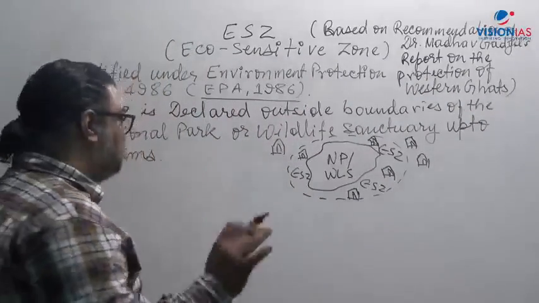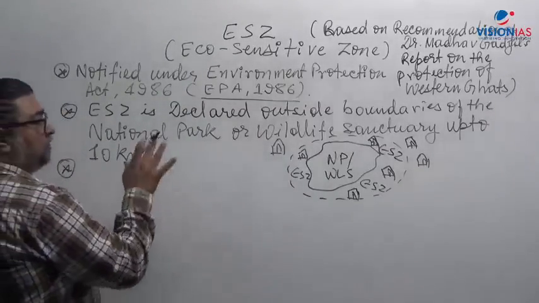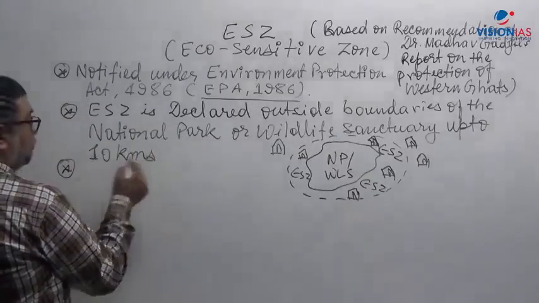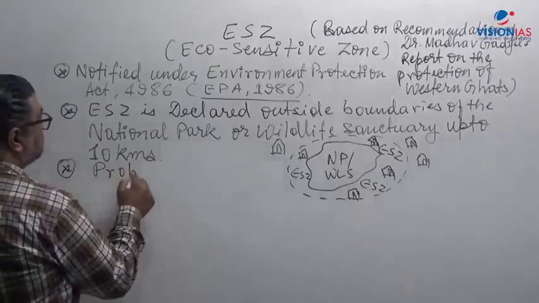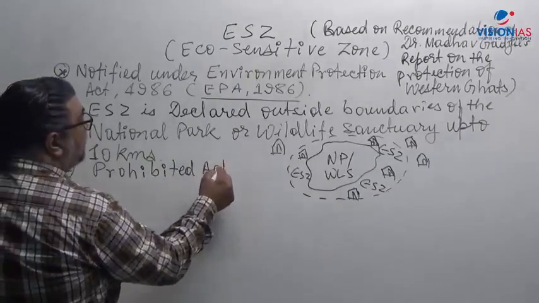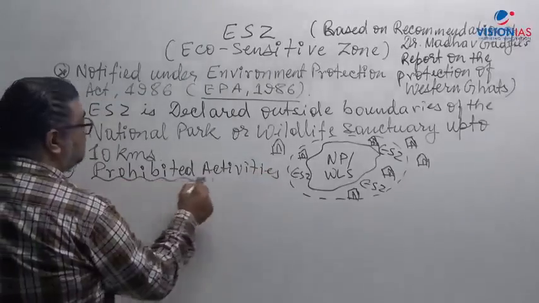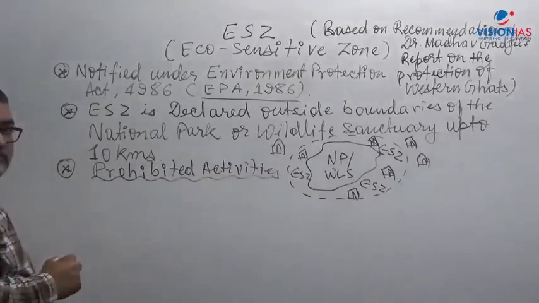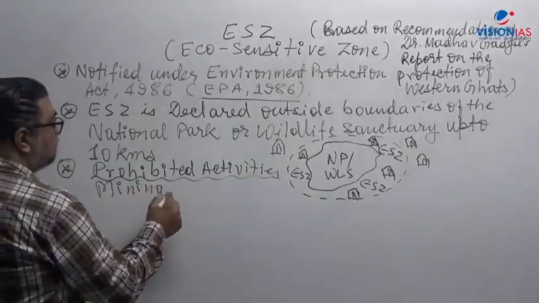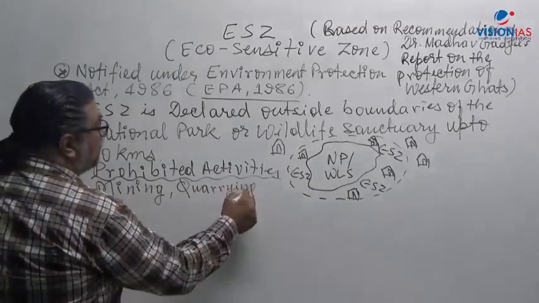Right? Many ESZs have been notified even in the cities and urban areas. Now understand here. There will be something which will be allowed, something which will require permission, and something prohibited. So here it includes prohibited activities. In such an area, what are the prohibited activities which cannot take place in ESZ? Mining is not allowed. Quarrying will not be allowed. Sandstone quarrying and all this.